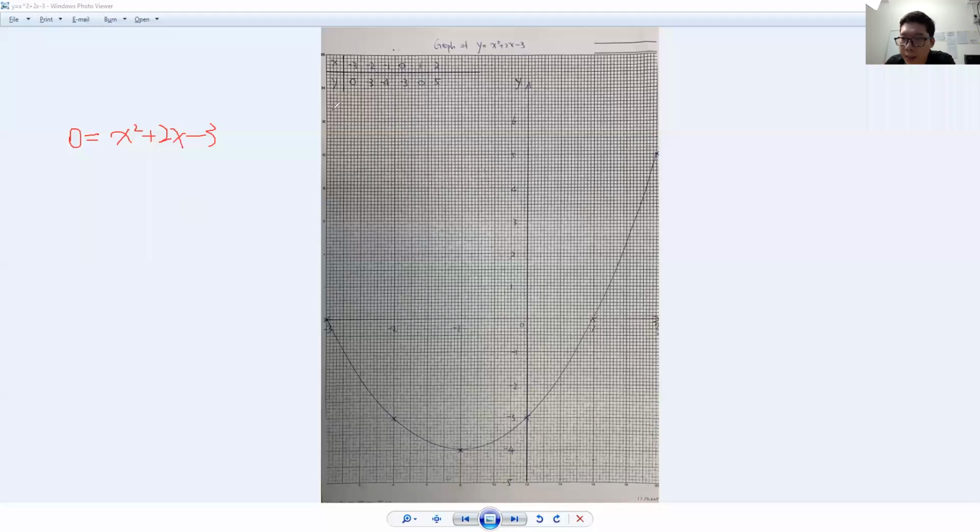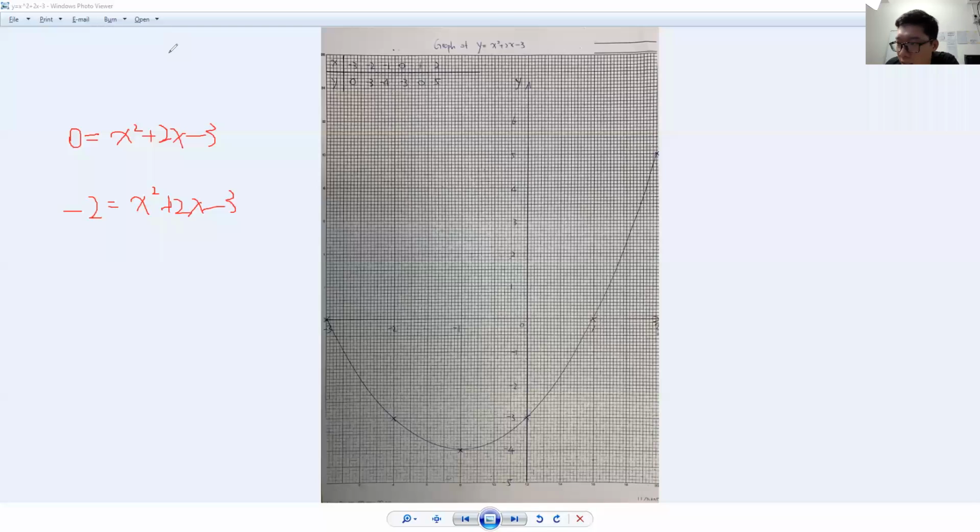Okay, can we solve other quadratic equations using the same graph? Because if we have to draw a new graph every time to solve a new quadratic equation, it will be too troublesome. So how can we use the same graph to solve different quadratic equations? Let's start with a simple one first. For example, if we want to solve negative 2 equals x squared plus 2x minus 3.